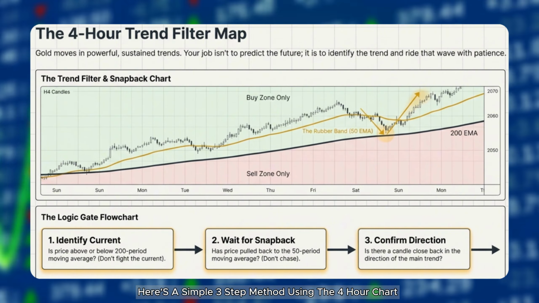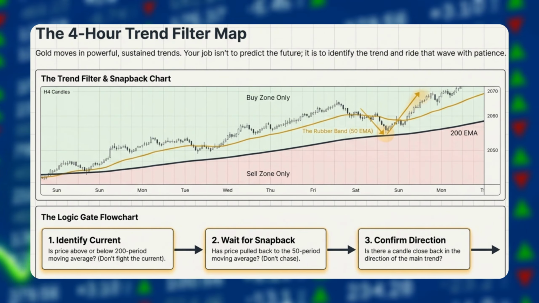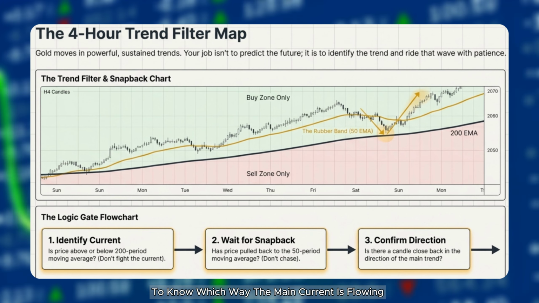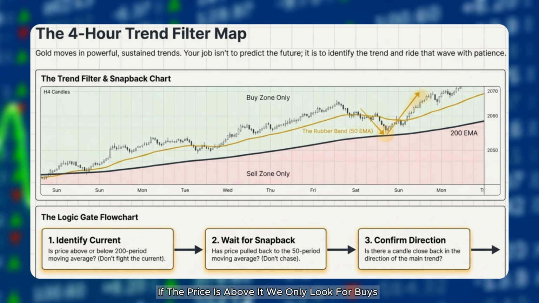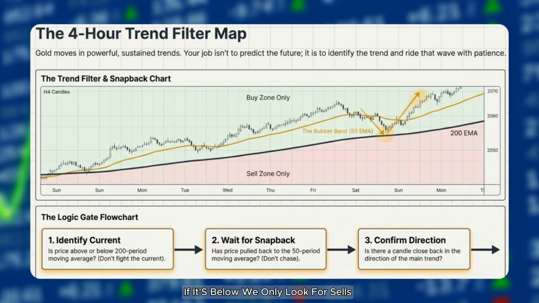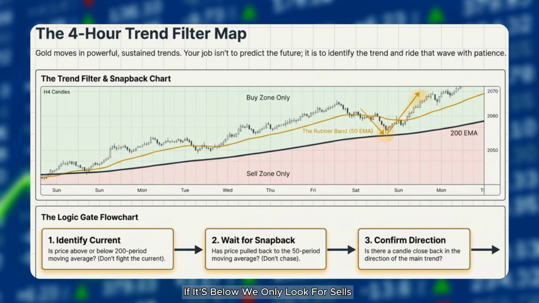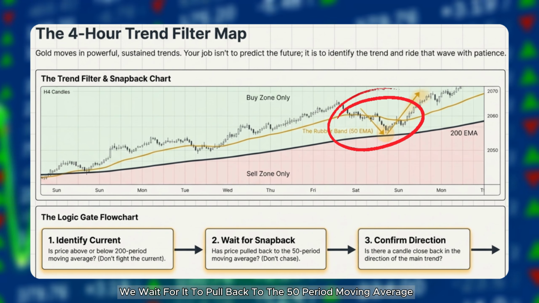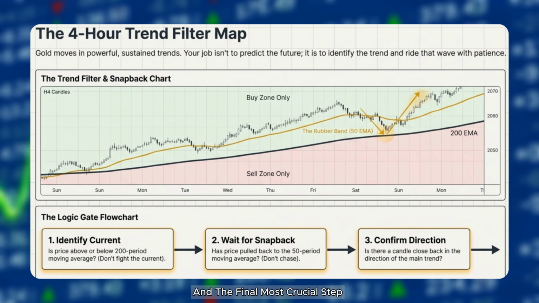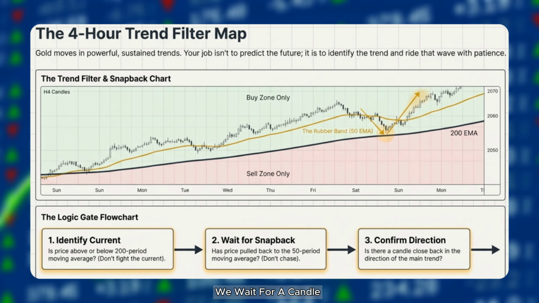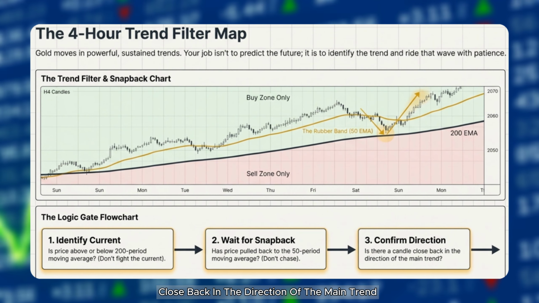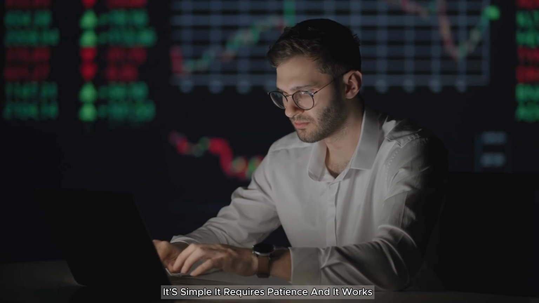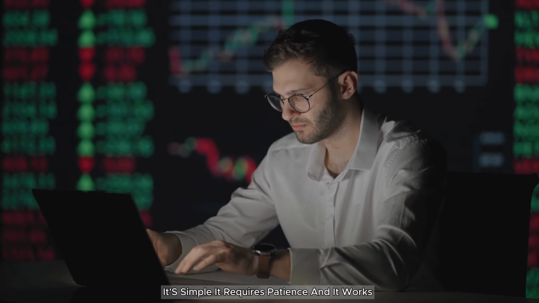Here's a simple 3-step method using the 4-hour chart. First, we use the 200 period moving average to know which way the main current is flowing. If the price is above it, we only look for buys. If it's below, we only look for sells. Next, we don't chase the price. We wait for it to pull back to the 50 period moving average. And the final, most crucial step, we wait for a candle close back in the direction of the main trend. This discipline keeps you from jumping in too early. It's simple, it requires patience, and it works.